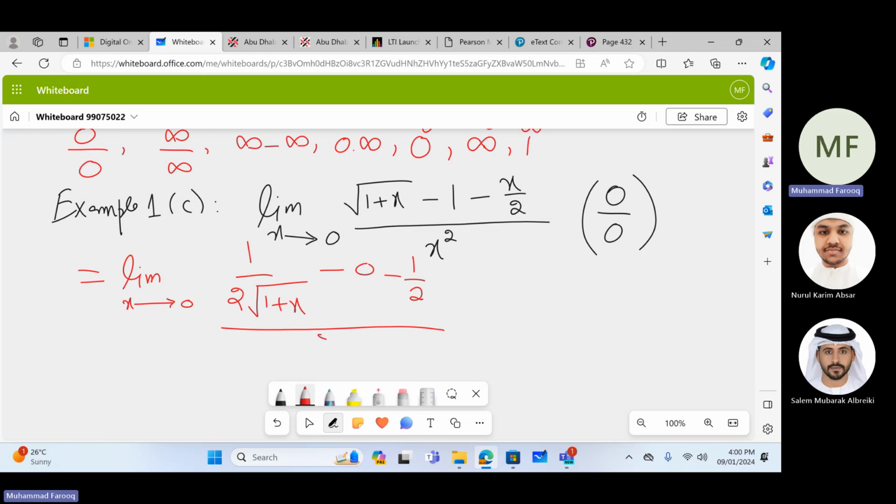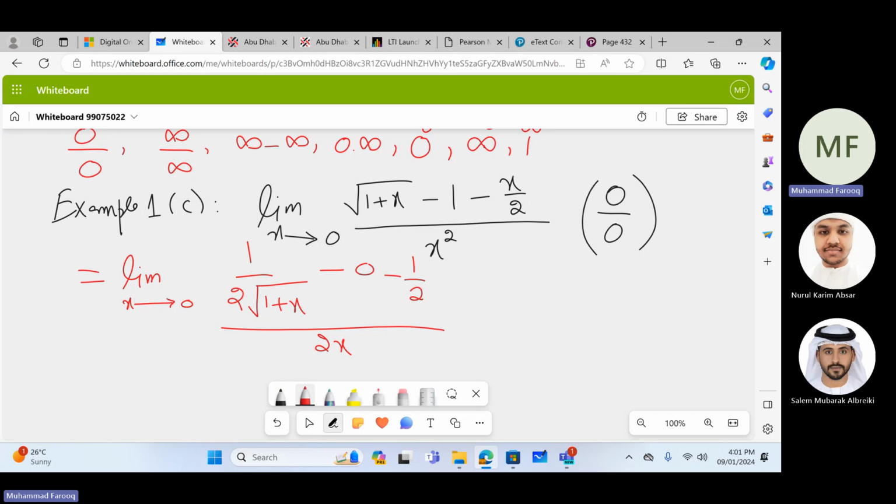Divided by x squared, whose derivative is 2x. So as per L'Hopital's rule, we differentiate the numerator separately and the denominator separately. Do you understand the first step? We are applying L'Hopital's rule, which means differentiate the upper part independently and the denominator part independently. But you may even get 0/0 twice, so of course we have to apply it again.